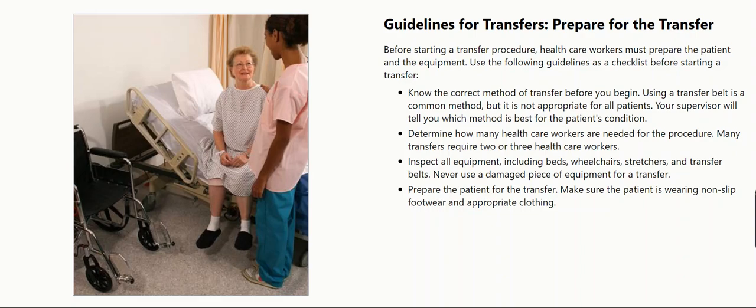Inspect all equipment, including beds, wheelchairs, stretchers, and transfer belts. Never use a damaged piece of equipment for a transfer. Prepare the patient for the transfer. Make sure the patient is wearing non-slip footwear and appropriate clothing.